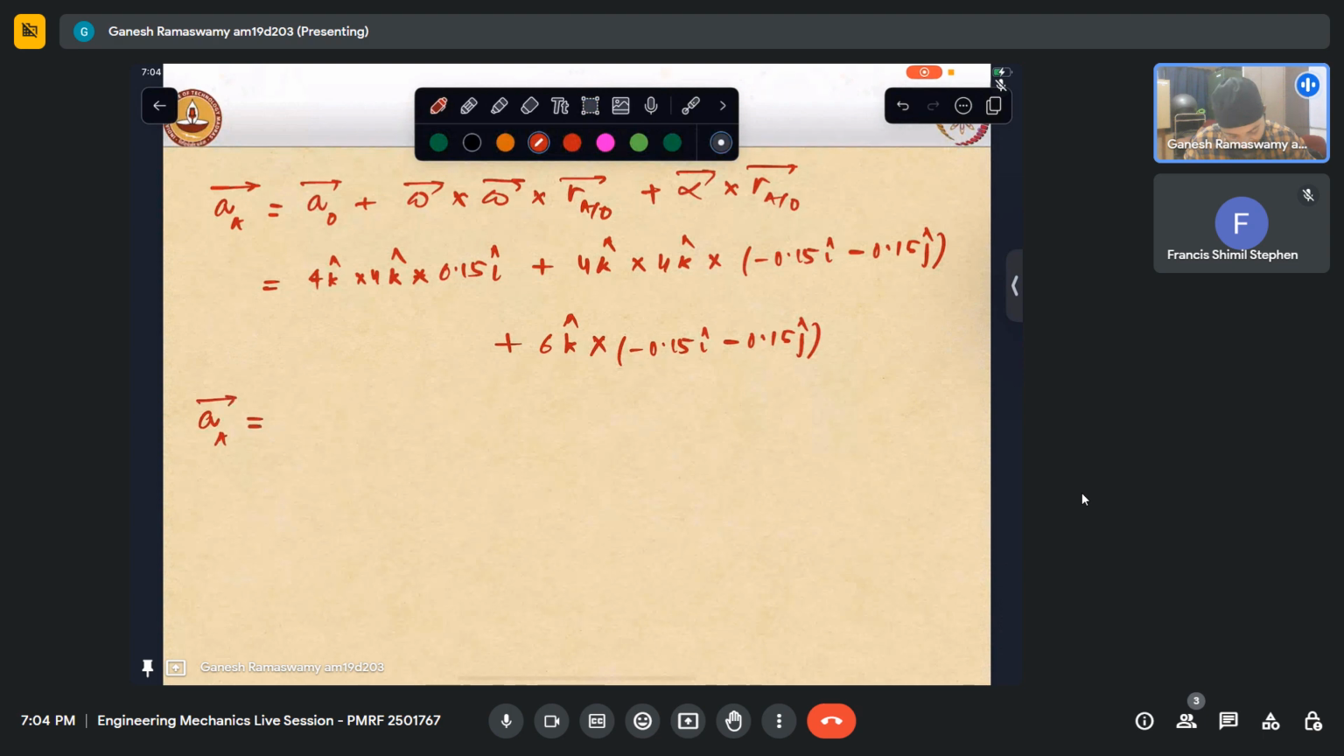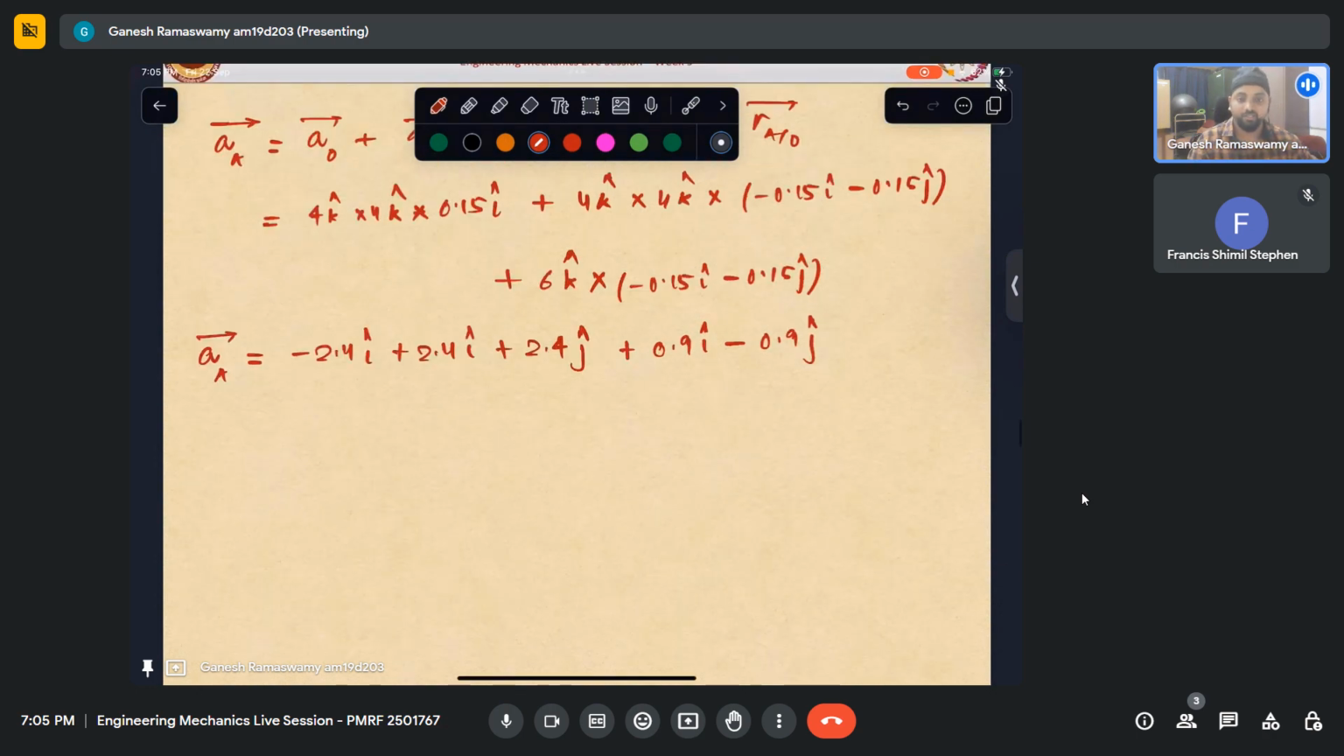Acceleration of A is nothing but this will be, so this is minus 2.4 I, and then I have squared into minus 0.15. I have plus 2.4 I from the next quantity, and then I have 4 square into minus 0.15. So I'll have again plus 2.4 J, and then what will this give me? This will give me 6 into 0.15 plus 0.9 I minus 0.9 J. So this is after taking the cross products.